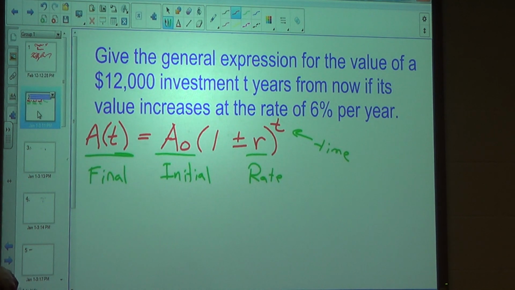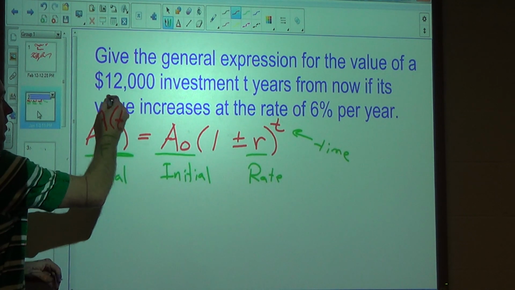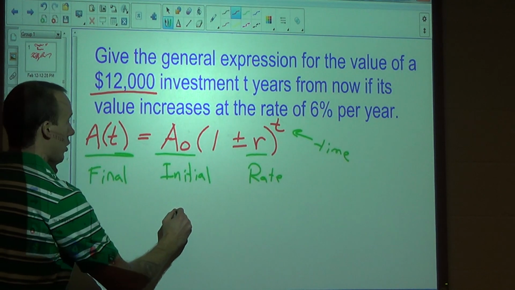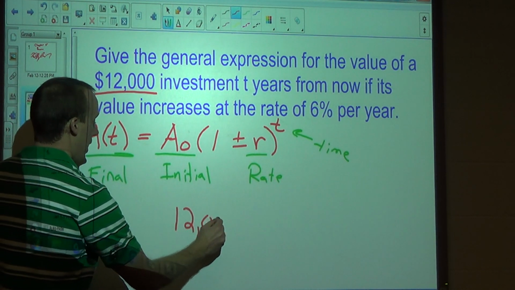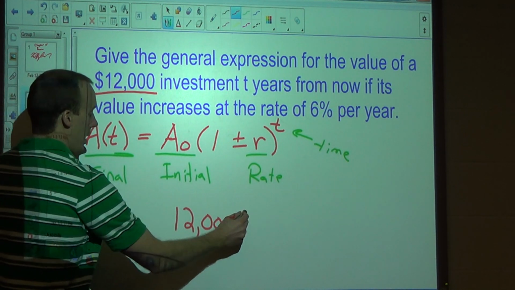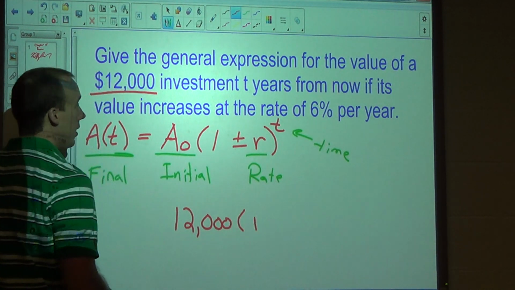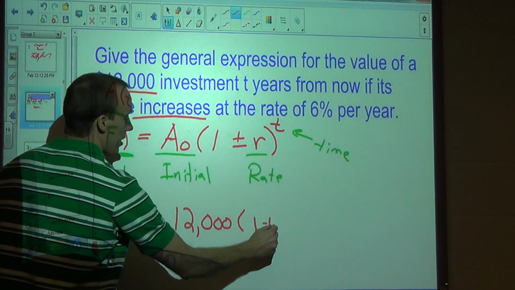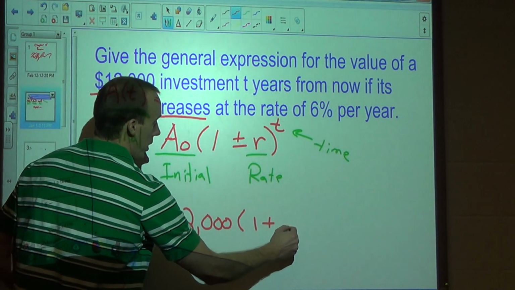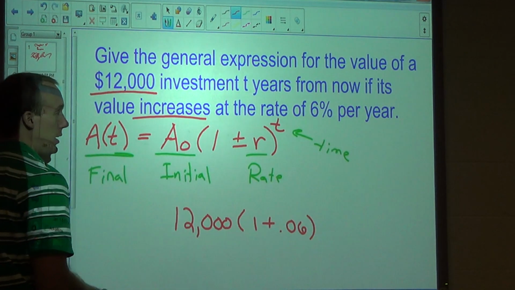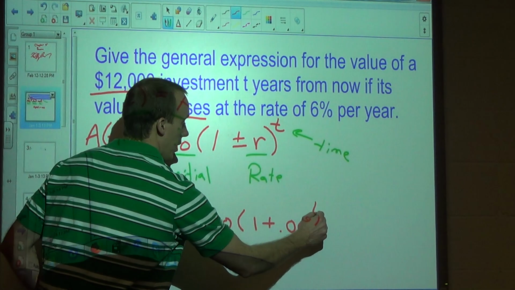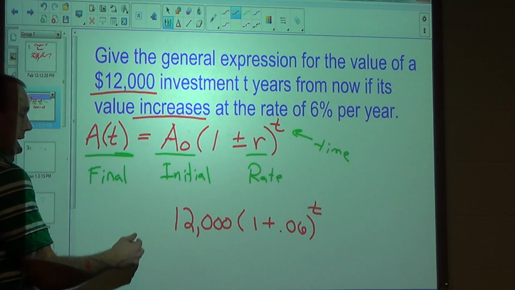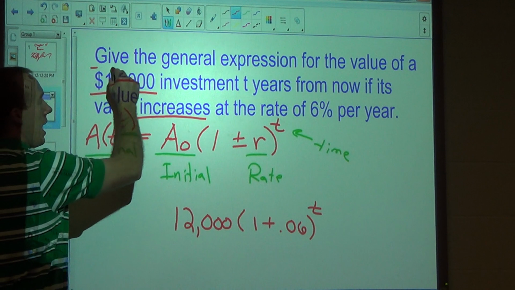So what can I plug in right now? 12,000. 12,000 goes where? Initial, so it'd be 12,000. And then 1 what? Plus or minus. Increases, so it'd be a plus. Plus what? 0.06. 0.06 to the T. Yep.